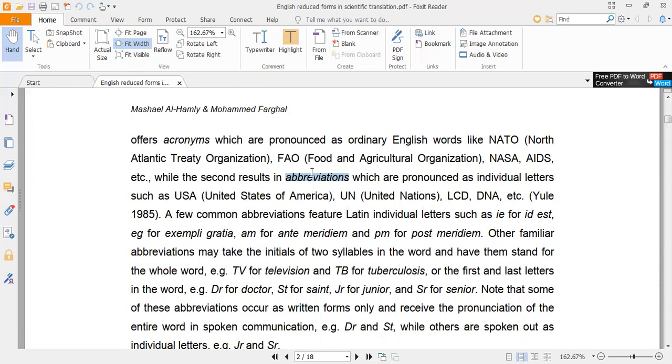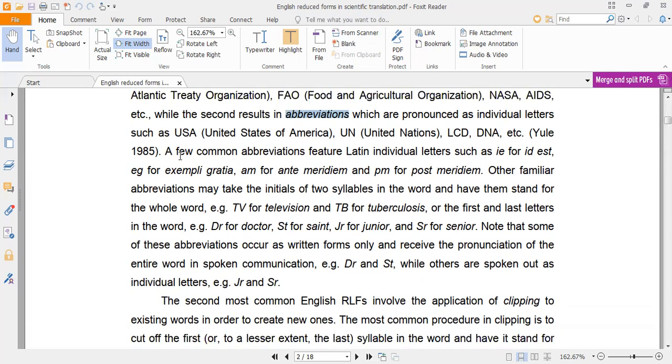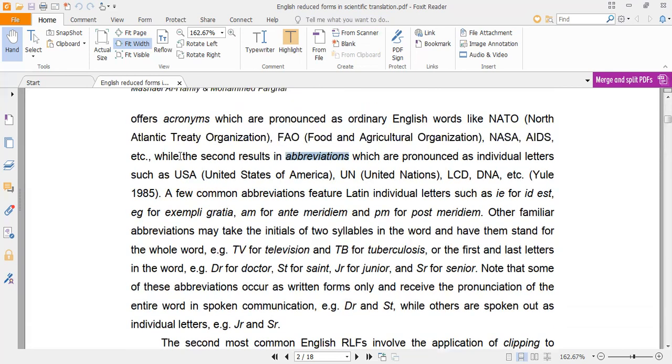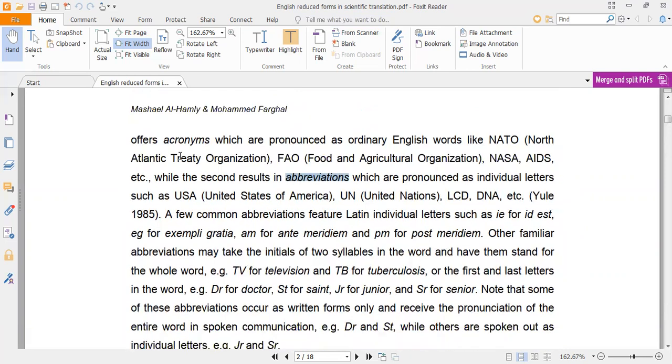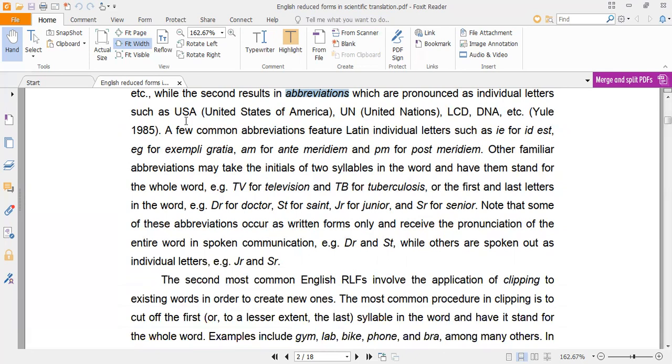For example, look at UN, United Nations. We take the initial letter of every word, UN, but we pronounce them letter by letter. USA, United States of America. Okay, so as you see, abbreviations are formed the same as acronyms, but the difference between them is that abbreviations are pronounced individually, letter by letter.